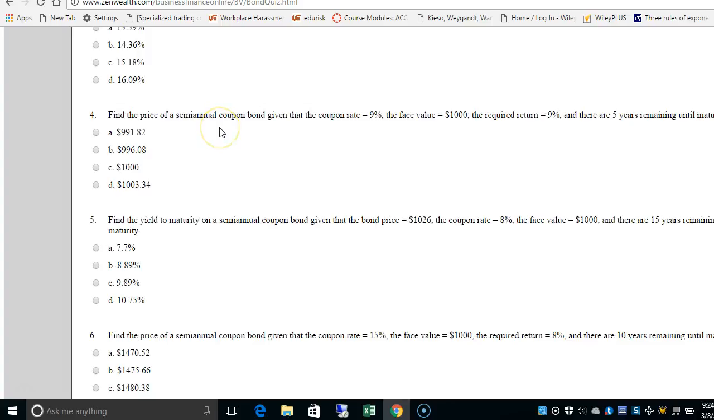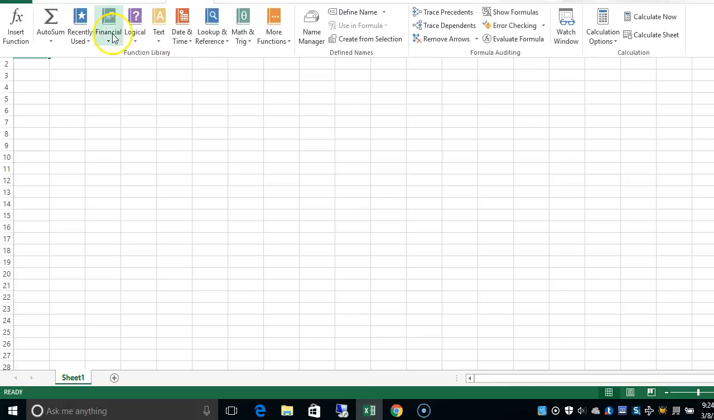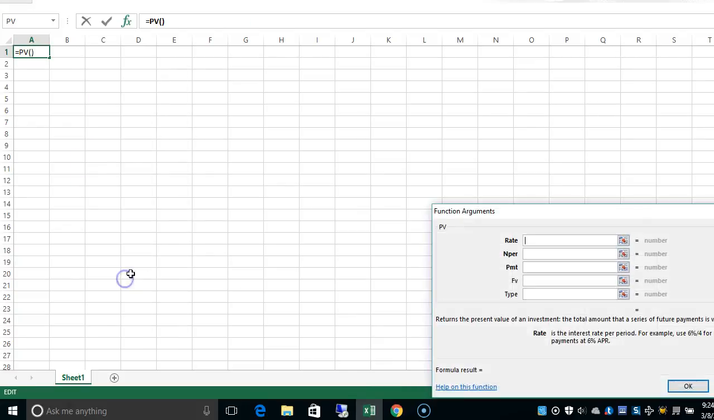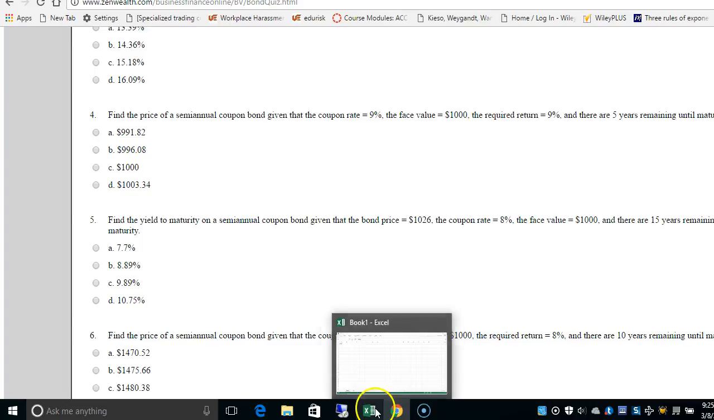Find the price of a semi-annual bond given that the coupon rate equals 9%, the face value $1,000, required return is 9, and there are only 5 years remaining. So let's put up an Excel spreadsheet and try to figure out the price of this bond. So a coupon rate is 9% on a face value, which means we're going to get $90 a year or $45 every 6 months.